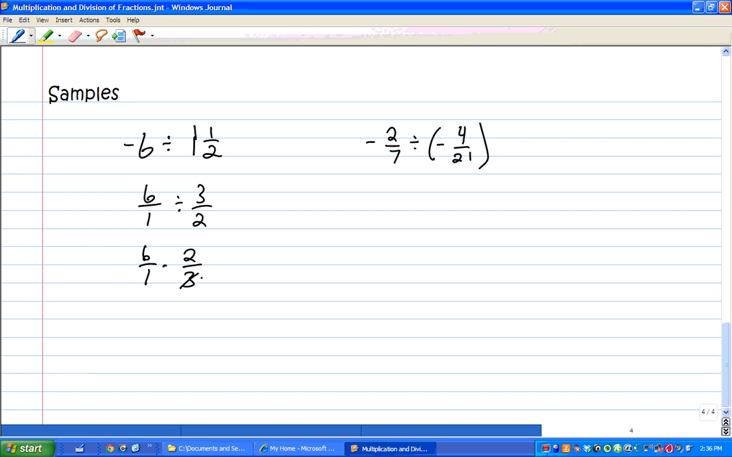I could cross simplify it. 3 goes into here once, goes into here twice. Then I have 2 times 2 is 4 over 1. So this is 4. The signs are different. The answer is negative.